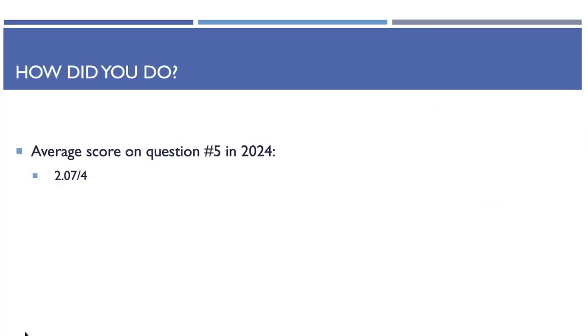The average score on this question in 2024 was 2.07 points out of 4, so just about 2 points. So if you earn 2 points, you're right on track. 3 or 4 points, you're doing well. If you didn't get the score that you wanted, you do want to make sure you go back and review those core ideas of equilibrium, Le Chatelier's principle, writing Keq expressions, Q versus K.